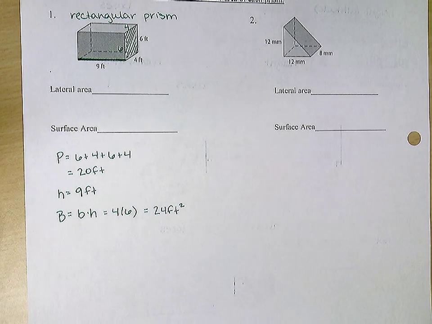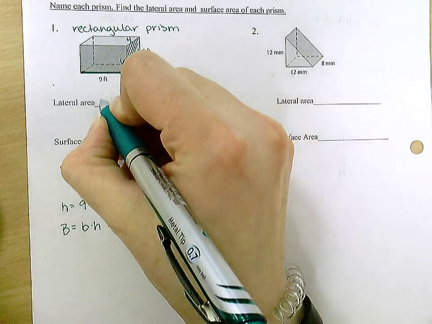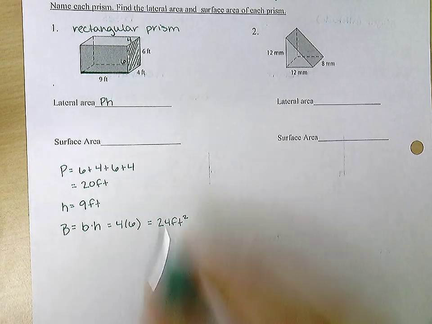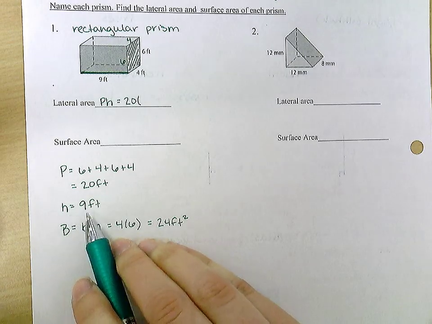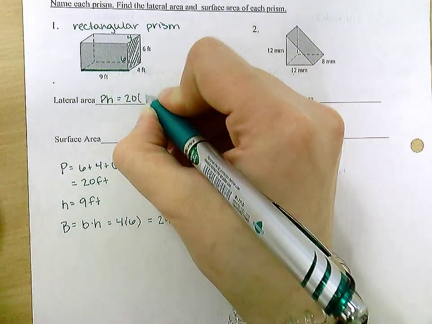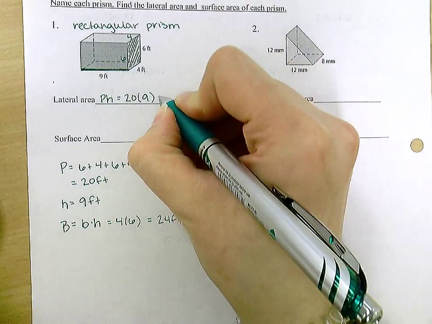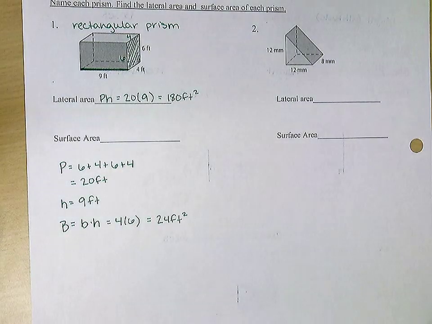So now that I have P, H, and B, I can find the lateral area and the surface area. Again, to find lateral area, we just need P times H. My perimeter was 20 times our H value, the height of that prism, which is 9. So that's 180 feet squared. That's your area around the outside, not including your bases.